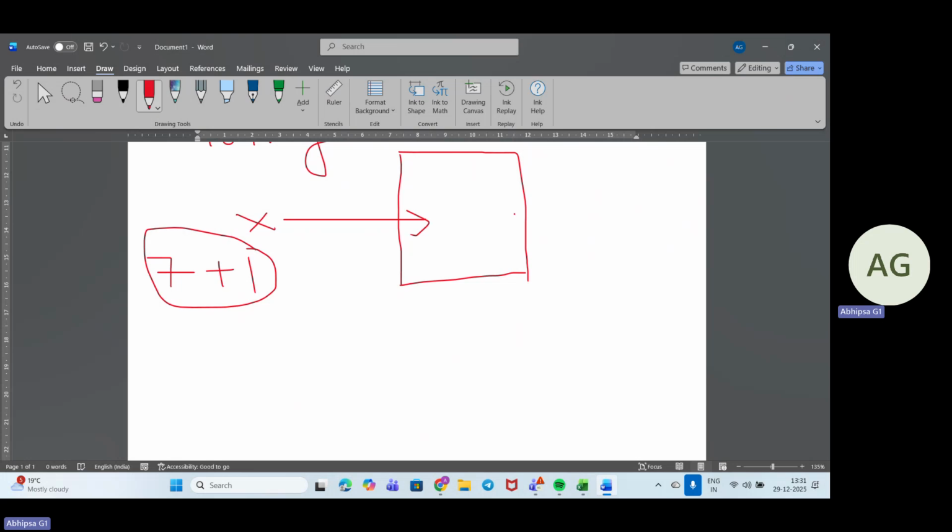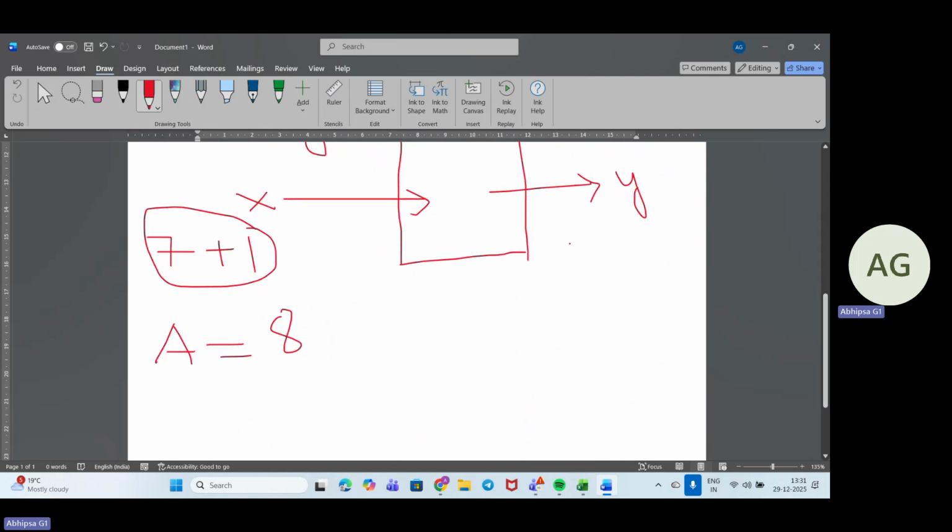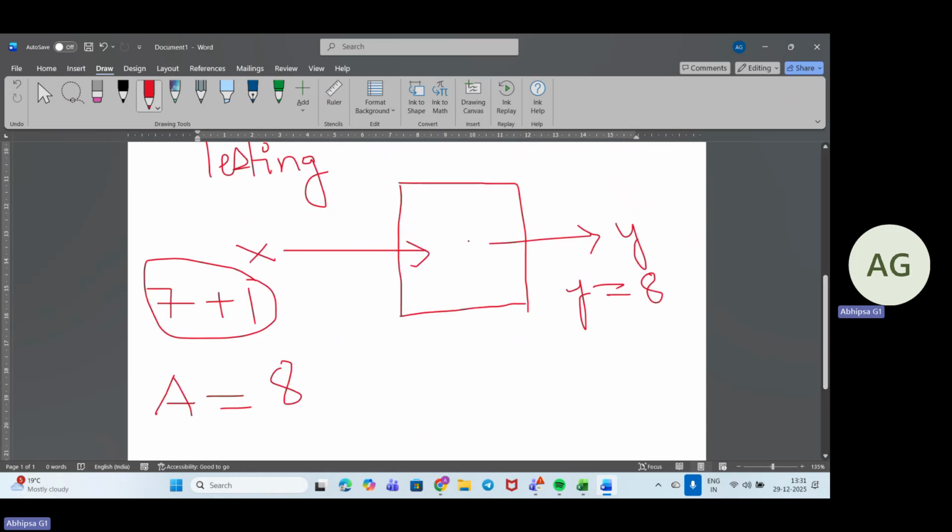So here we will get something in output, right? What we get from the model as output, that is y. Suppose for 7 plus 1 the actual value is 8, right? If my model learned accordingly in the training phase, and in the testing phase it returns the y value equal to 8, then it's properly fine. Then my model has learned accurately. There is no issue in my model. I can take my model for any further analysis, right?